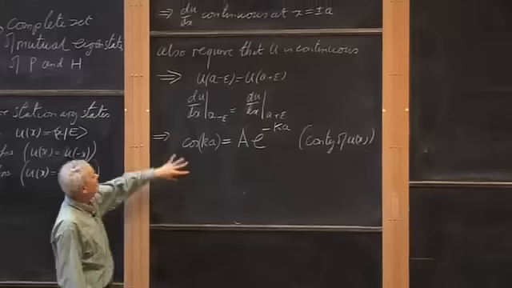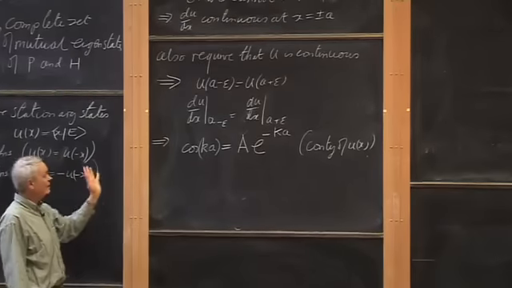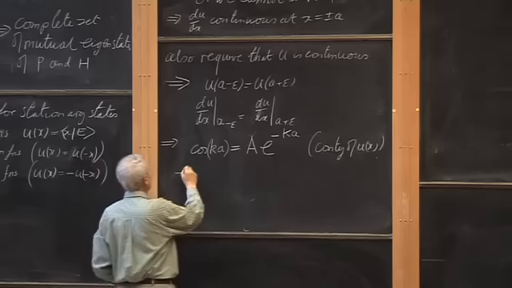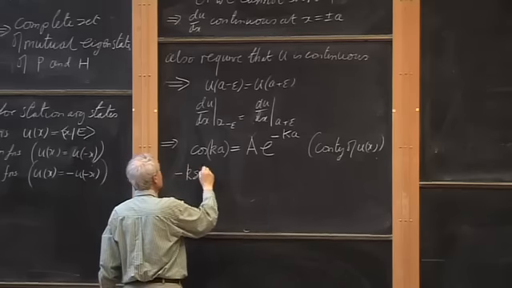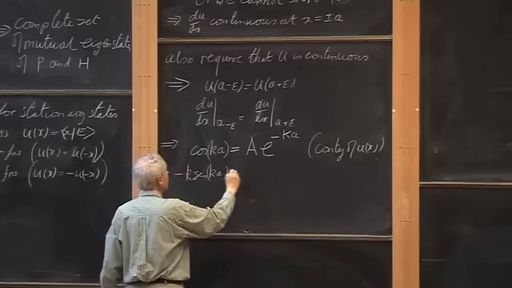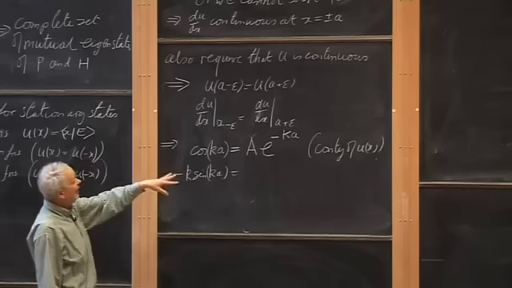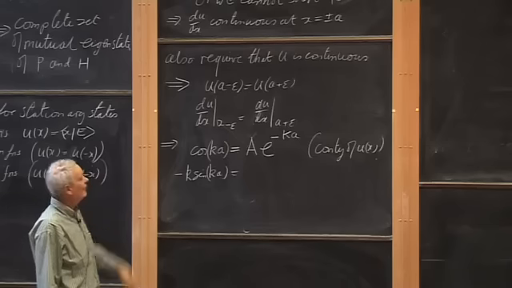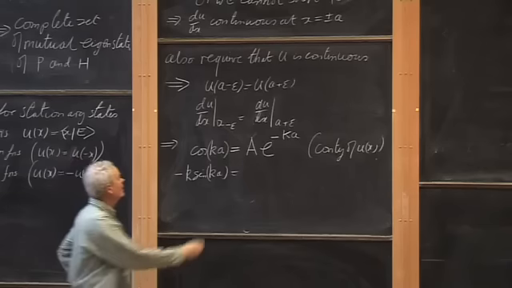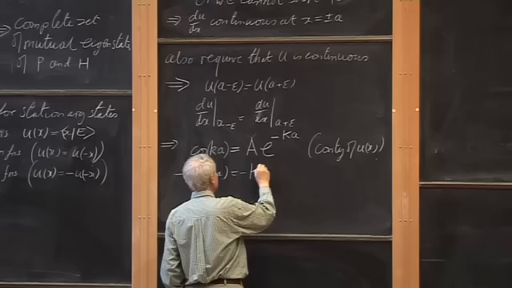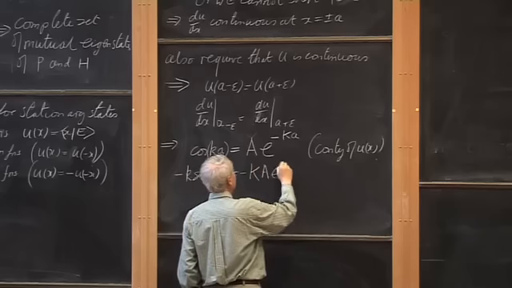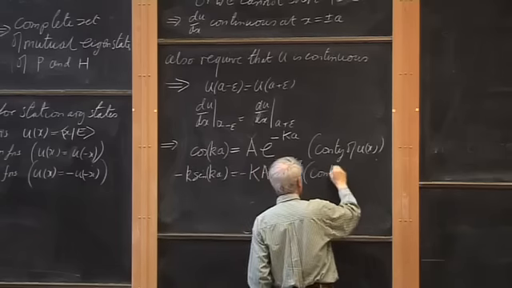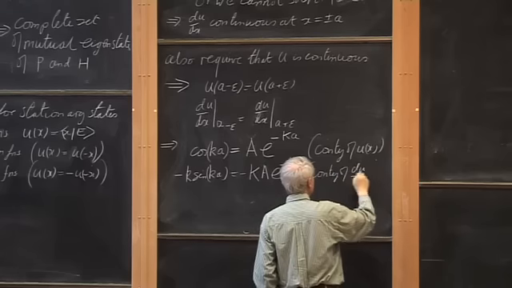Similarly, the gradient just to the left of x equals A is given by the derivative of cos kx. So we're looking at minus k sin ka, and that's got to equal the gradient of A e to the minus Kx evaluated at x equals A. So that's minus big K A e to the minus Ka. And that's the continuity of du/dx.